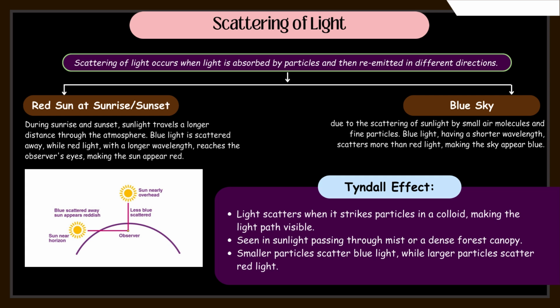Finally, we come to the Tyndall effect, a special kind of scattering that happens when light passes through a colloid or very fine particles in the air. You've probably seen this when sunlight passes through mist, smoke, or a forest canopy. The path of the light becomes visible. Smaller particles scatter blue light. Larger particles scatter red light. This effect is also used in laboratories to detect the presence of particles in liquids and gases.